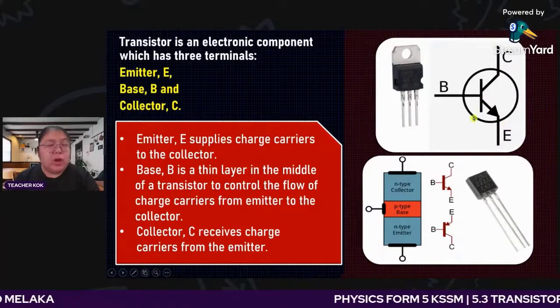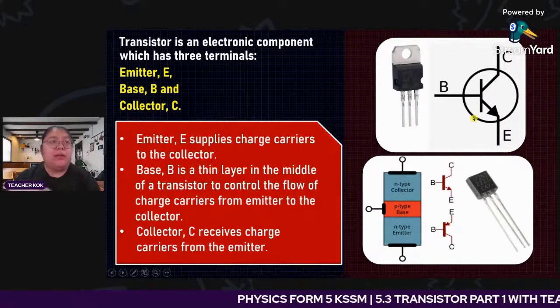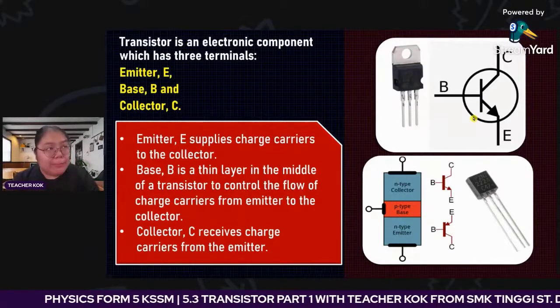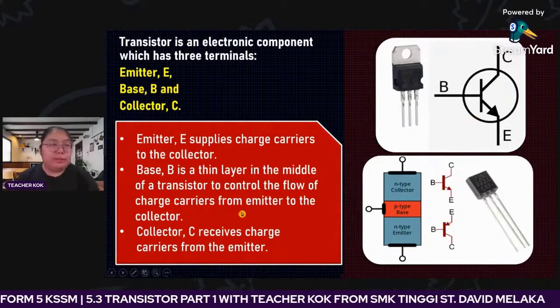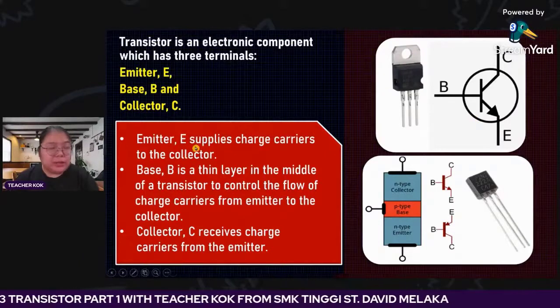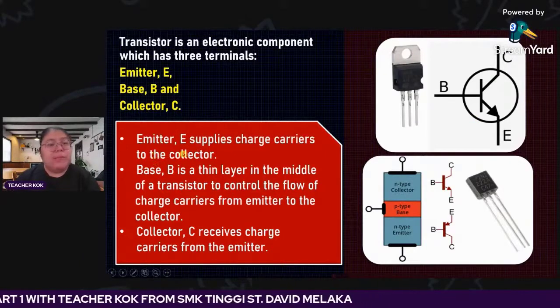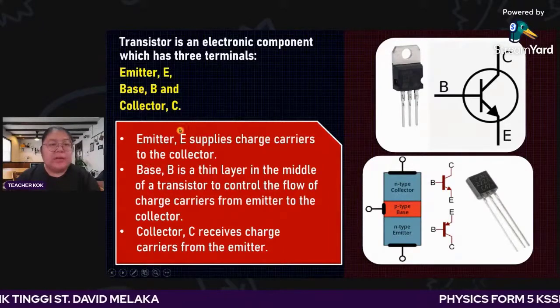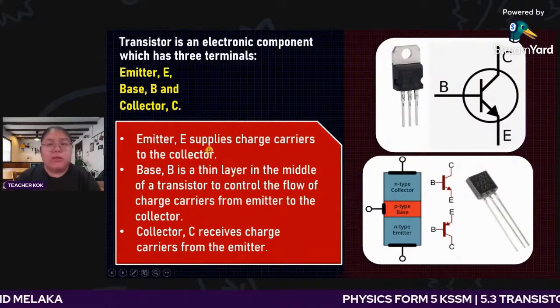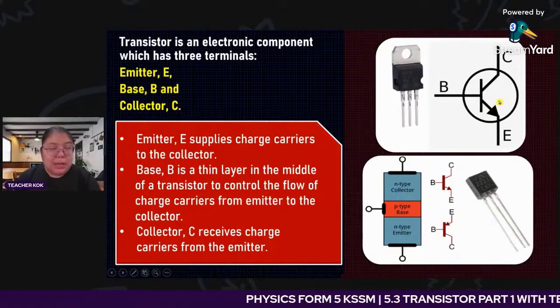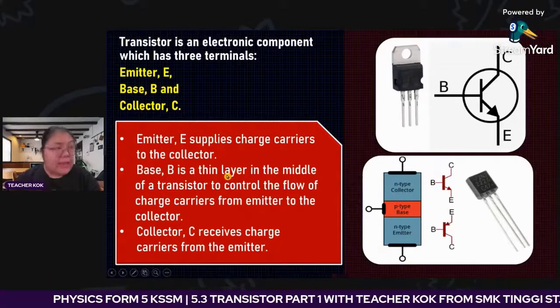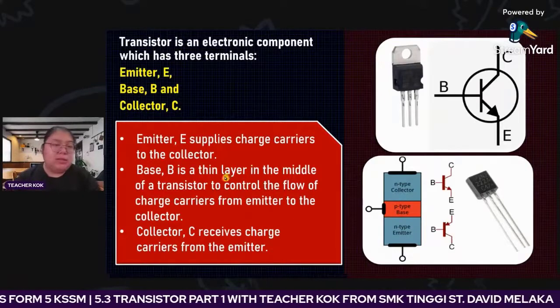If the arrow is in, we call it PNP. Later I will teach you how to remember PNP and also NPN. From here, we're going to see the definition for every terminal first. The emitter supplies the charge carriers to the collector. If I say the emitter supplies, that means this arrow must be up. So this explanation explains another type of transistor.